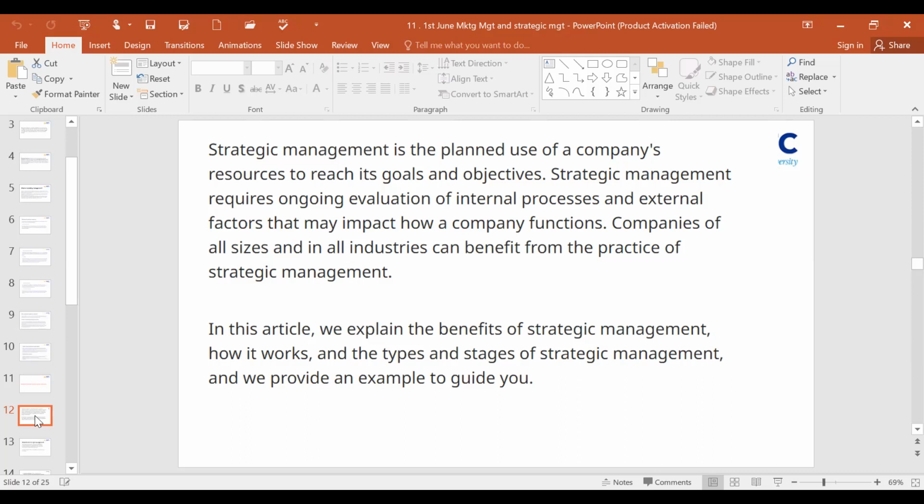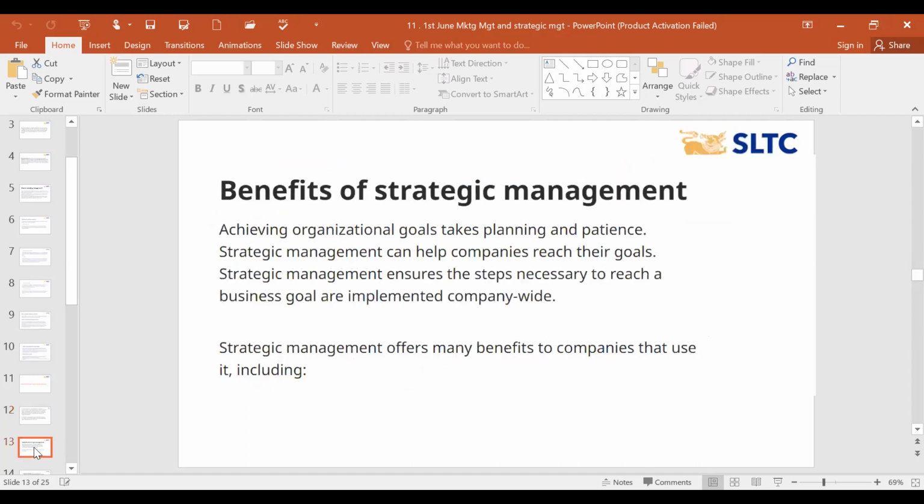Right. So what you see in this article, we explain the benefits of strategic management, how it works, and the types and stages of strategic management, and we provide examples to guide you. Right? So let's see what this has to say. Benefits of SM. Achieving organizational goals takes planning and patience. Right? So strategic management can help companies to reach their goals. That's number one. Strategic management ensures the steps necessary to reach a business goal and implement company-wide.